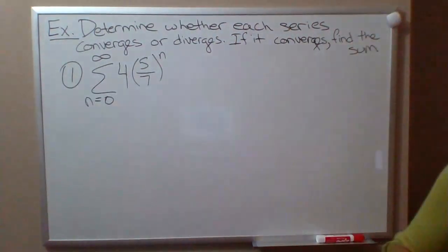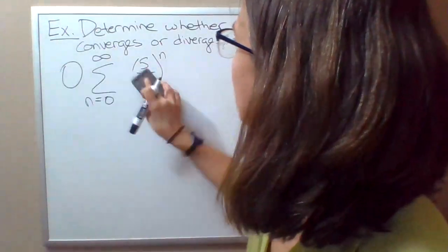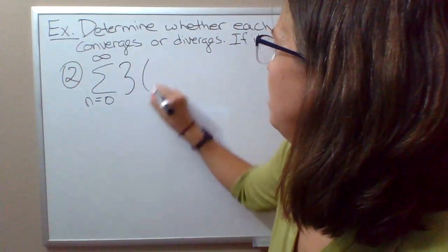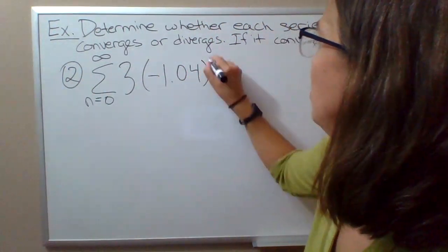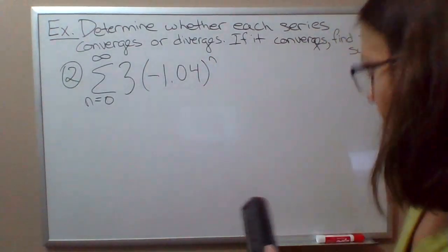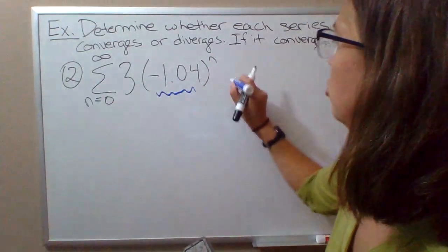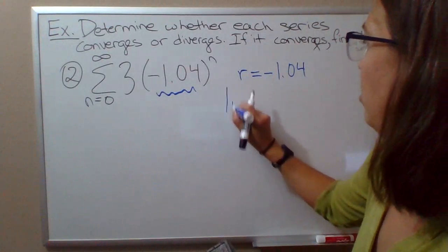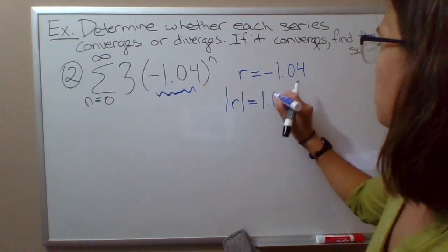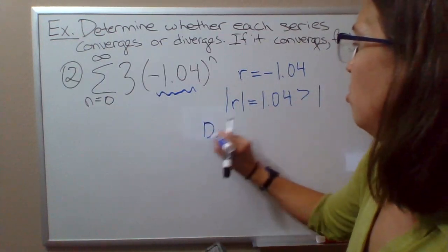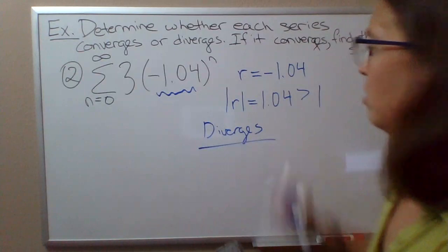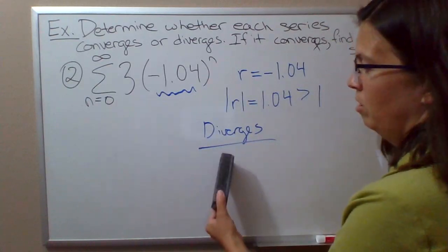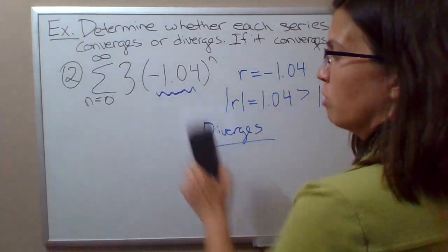Okay, so as an additional example, this is going to be example 2, the sum from 0 to infinity of 3 times negative 1.04 raised to the n. So in this case, the common ratio is the base of this exponential expression, so the common ratio now is negative 1.04. The absolute value of r would be positive 1.04, which is greater than 1, so this series diverges. And so we won't bother with the formula, since we know that it doesn't converge to any finite number. So this series diverges because of the value of r there.